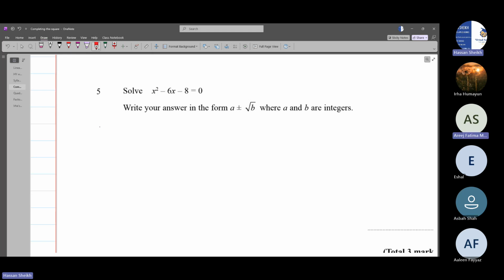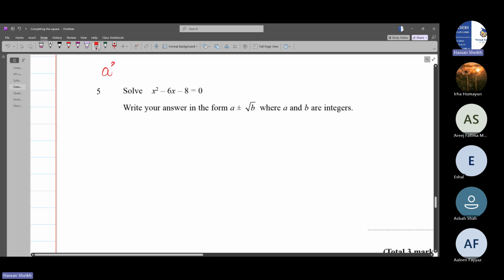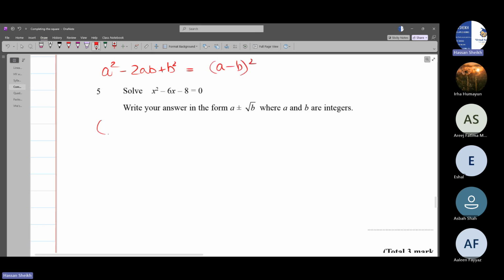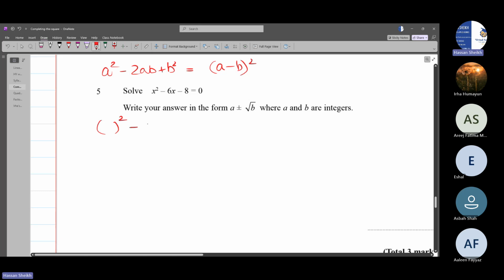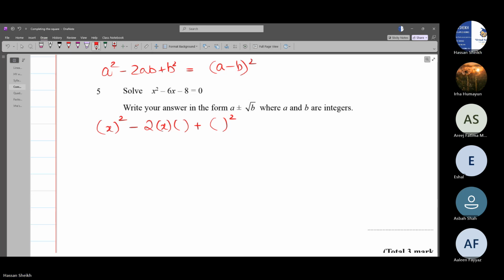Negative, which means we need to use this formula: a squared minus 2ab plus b squared equals (a minus b) whole square. So a squared minus 2ab plus b squared. a is obviously x, then b must be half of the coefficient of x. What is the coefficient of x? 6. Half of 6 is 3. So b must be 3.